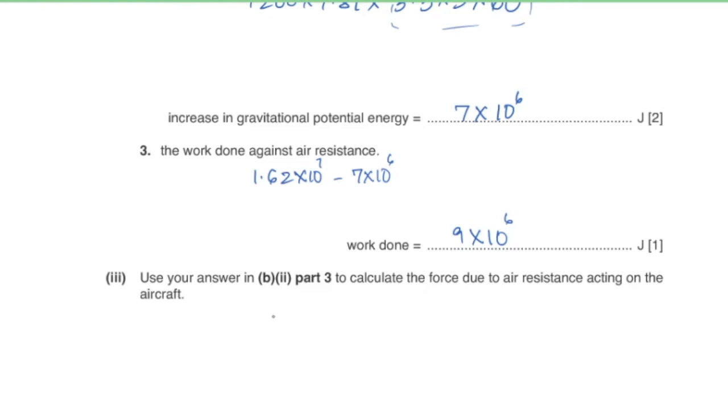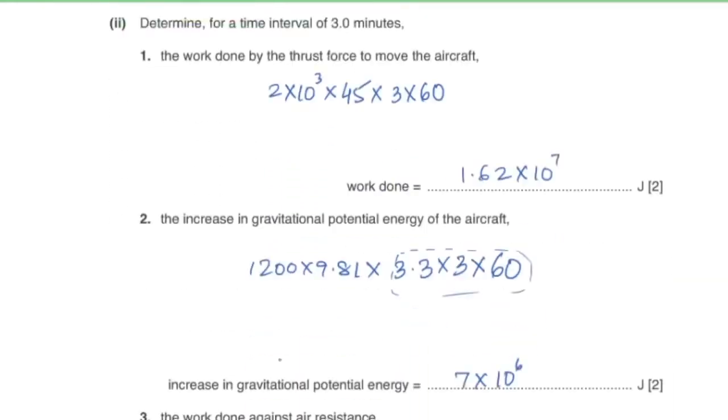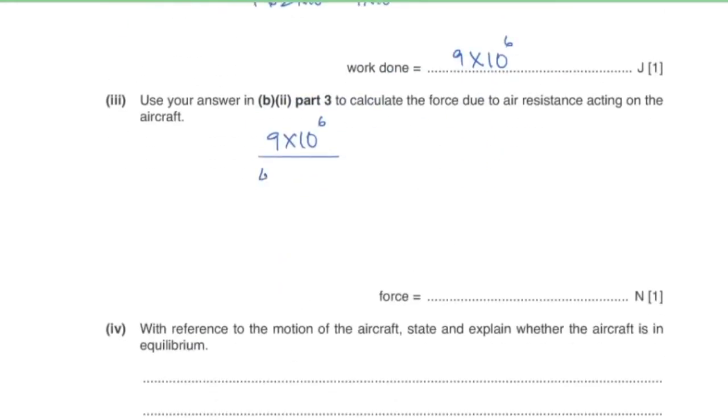So the work done against air resistance divided by the distance it moves in the time interval of 3 minutes, because it has a speed of 45 meters per second and the time interval is 3 minutes, into 60. So we get 1.1 into 10 to the power of 3 newtons of force due to air resistance.